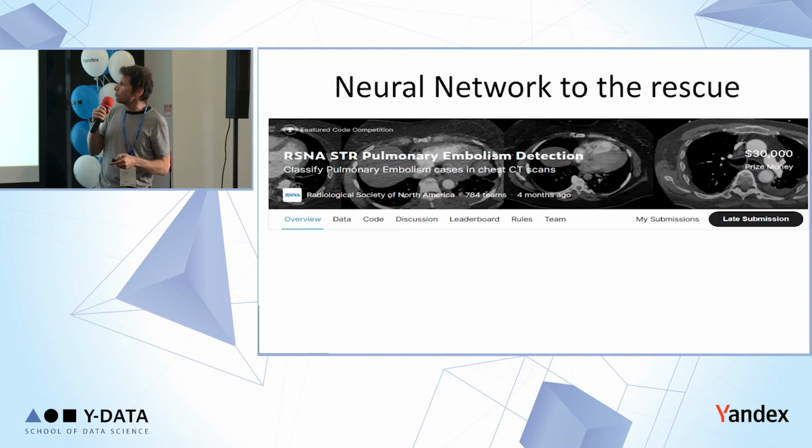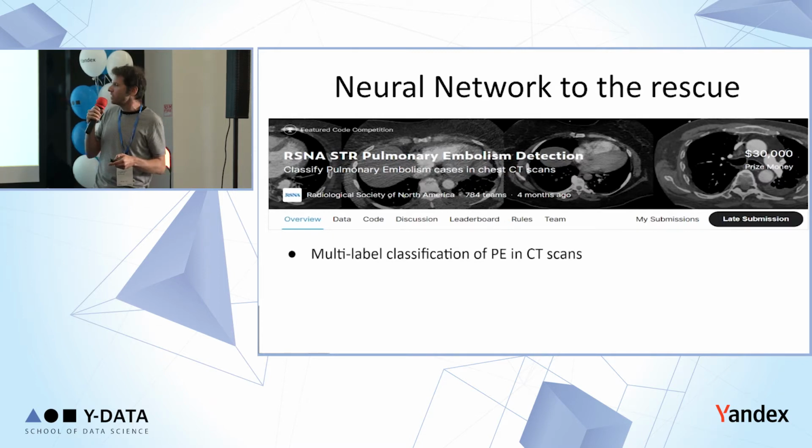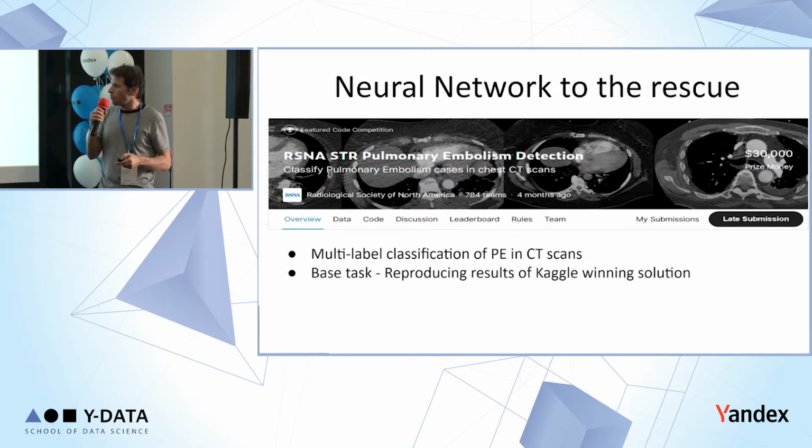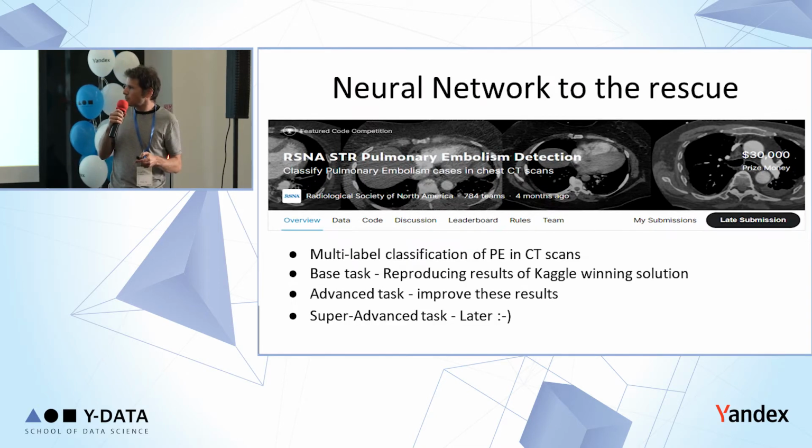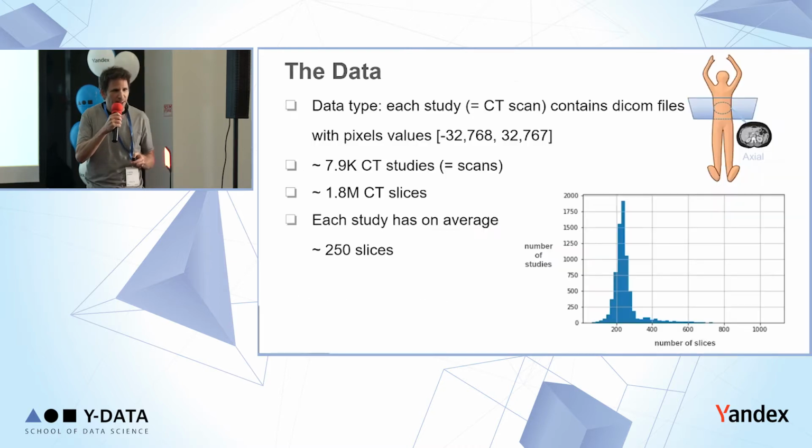So the RSNA issued a competition in Kaggle, a multi-label classification of PE in CT scans. Our base task was to reproduce the result of the Kaggle winning solution. The advanced task was to improve these results. And we have a super advanced task that we'll talk about later.